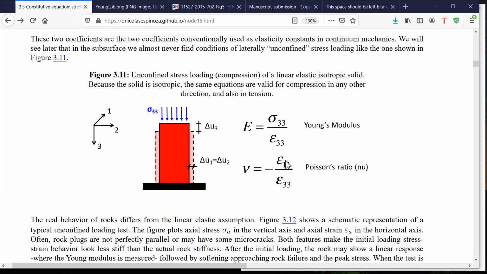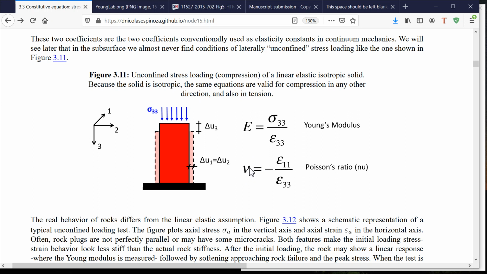And then in this case, it's going to be epsilon 1,1 divided by the strain along the application of the stress. And we also put a negative sign here because when we apply, for example, a contraction in direction 3, if this is positive, then most likely we're going to have an expansion in direction 1. And that expansion in geomechanics is going to be negative. So if this strain has a negative sign, then negative times negative, that's going to be positive. Positive divided by positive, that's going to be positive. And therefore, the Poisson ratio is going to be defined for most materials as a positive number.